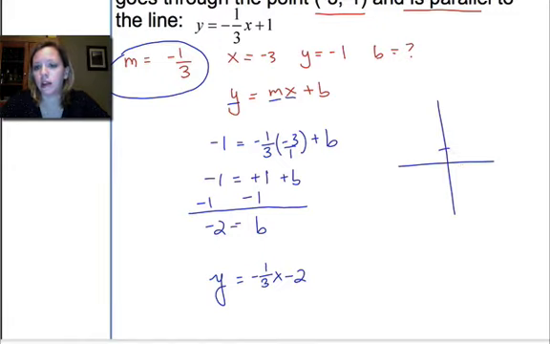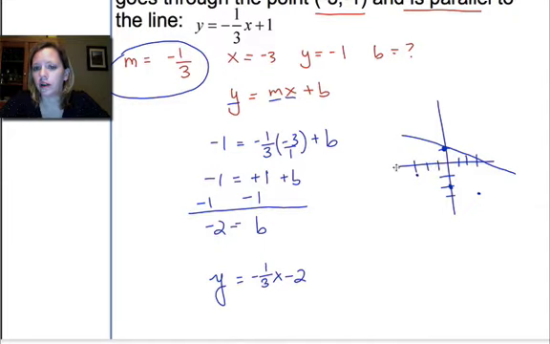And again, it's probably a good idea to plot both of the lines. The first one was y equals -1/3 x plus 1, so it has an intercept of +1 and a slope of -1/3. Kind of looks like that. And the second one, you can see, has an intercept of -2, and it also has a slope of -1/3.